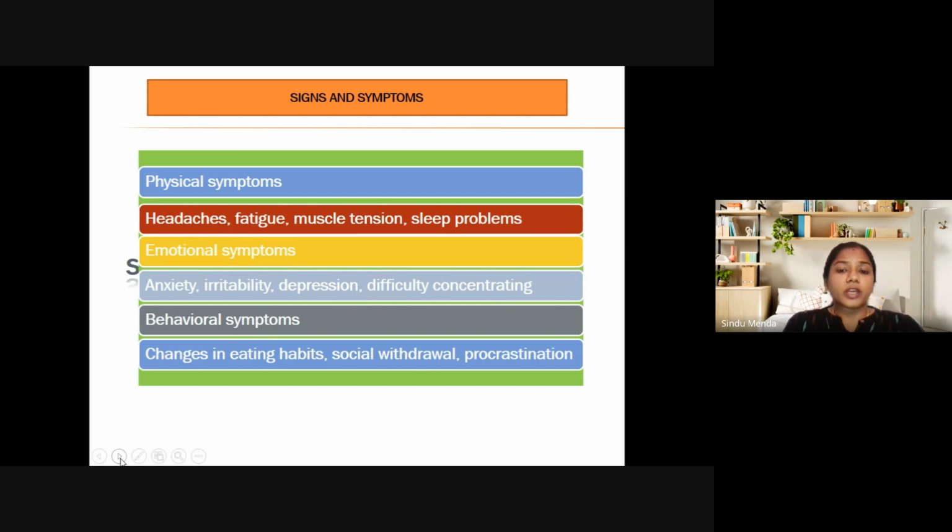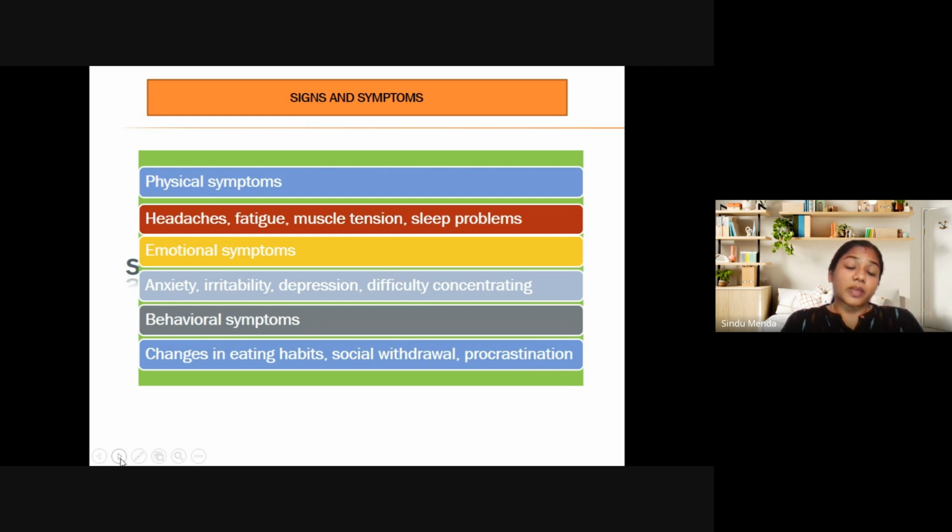What do we call procrastination? Procrastination is, suppose you have to do a piece of work at 4:30 p.m. and you do not do that work within the time limit, you procrastinate. That means you are delaying your work. That is not good for your health and your behavioral aspects.